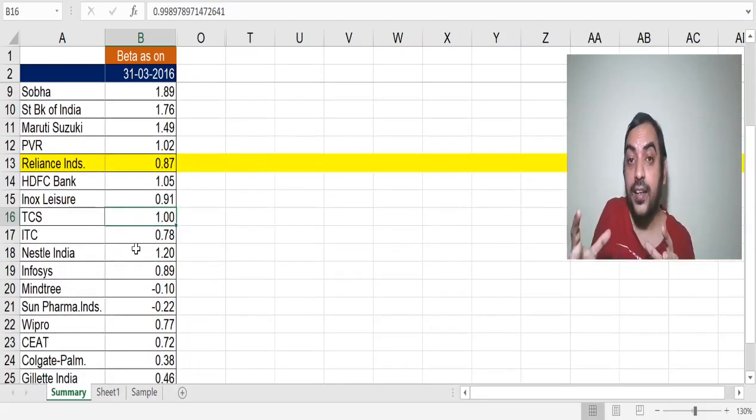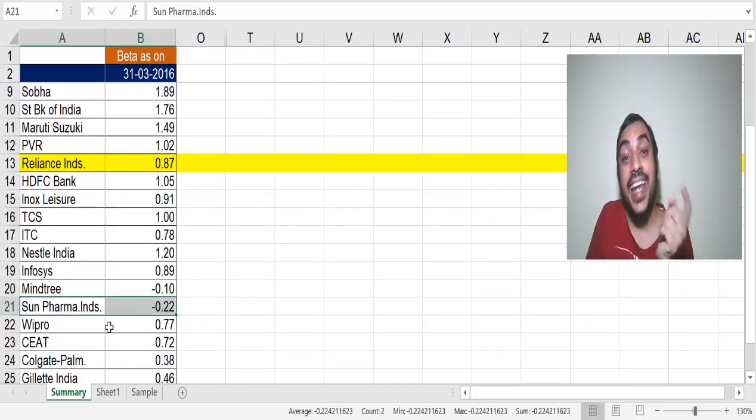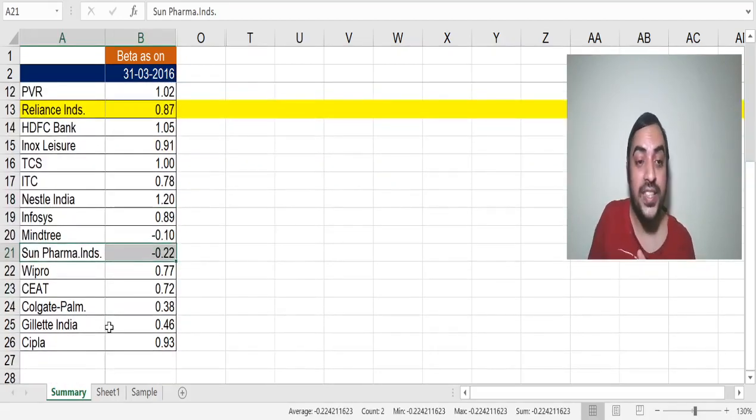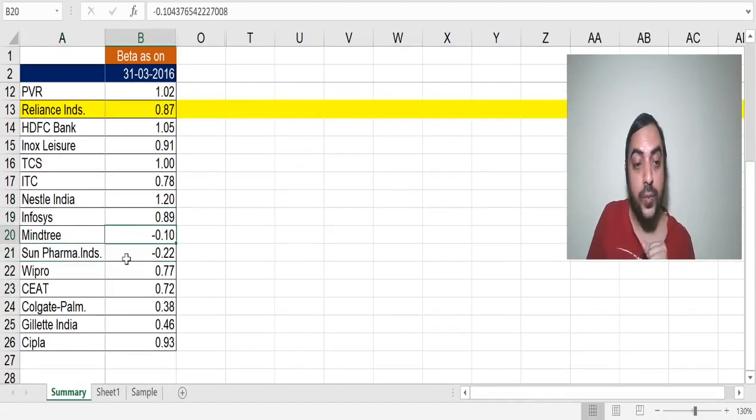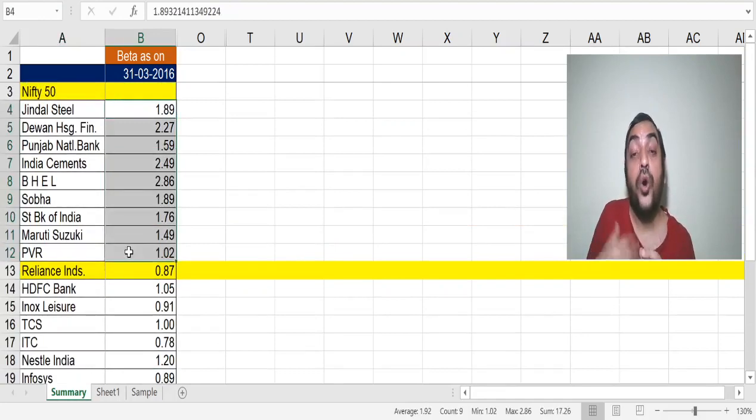The market return and security return are moving in the same proportion, equal sensitivity. That is what beta equal to 1 means. You see Sun Pharma Industries, negative beta, which means they move in the opposite direction. Mindtree is negative beta, CA Tires 0.38, 0.46, 0.93. So you see these numbers which are more than 1: 1.8, 2.2, more than 1.